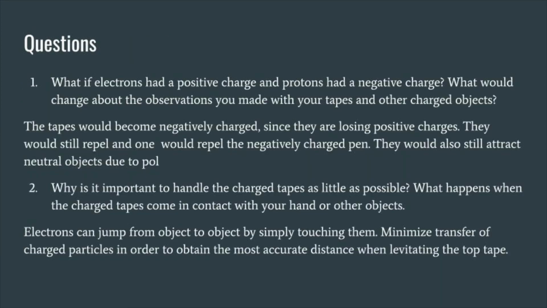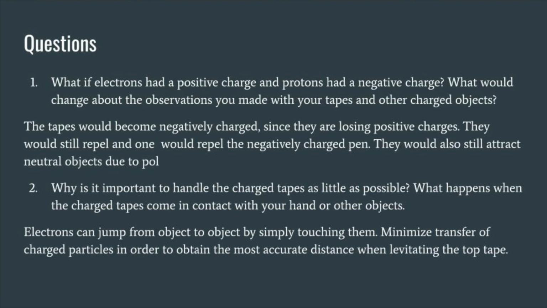What if electrons had a positive charge and protons had a negative charge? What would change about the observations you made with your tapes and other charged objects? If electrons were positive instead, the tapes would become negatively charged, since they are losing the positive charges. They would still repel one another since they'd both be negative, but they would also repel the pen, which was negative. They would still attract other neutral objects, since the neutral objects would be more positive and they would act as a positively charged object.